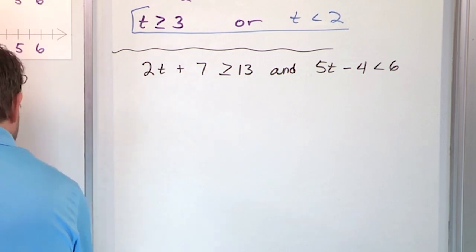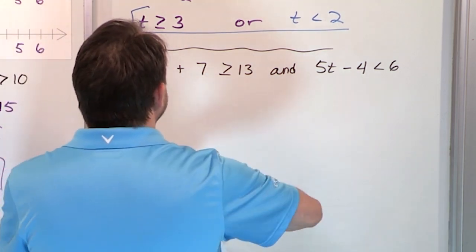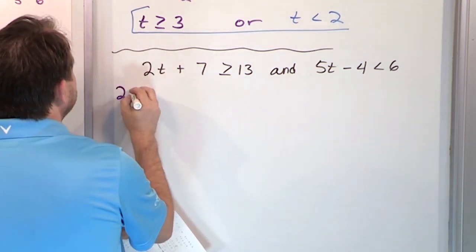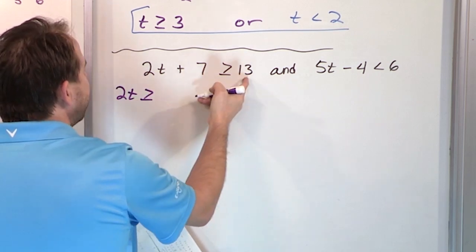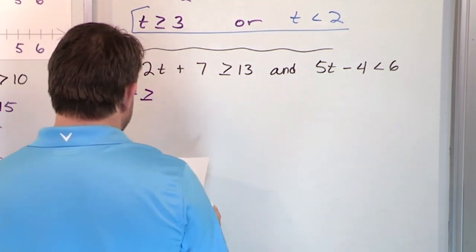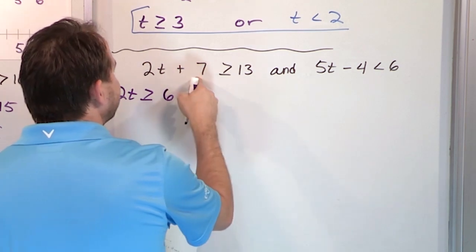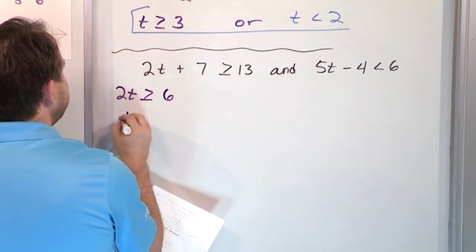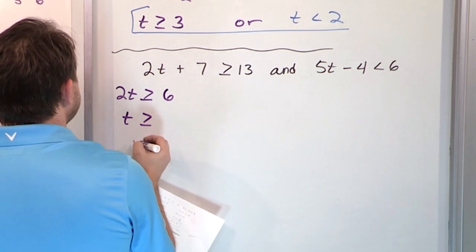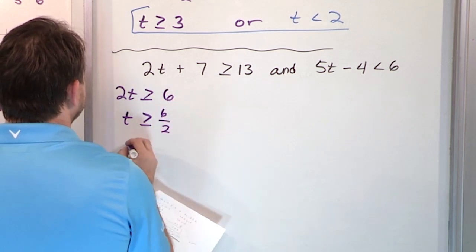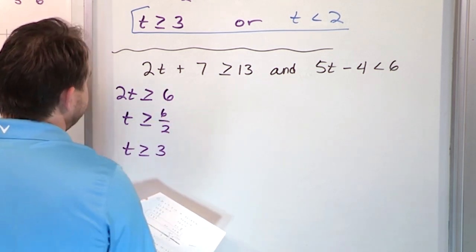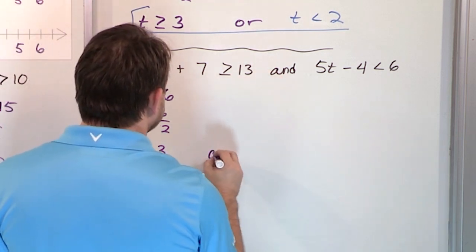So what we'll do is we'll solve this guy by moving the 7 to the other side by subtraction. So it'll be 2t greater than or equal to 13 minus 7, which is 6. You subtract 7 from both sides, gives you 6. t is greater than or equal to 6 over 2. So t is greater than or equal to 3. And you have the word and here.